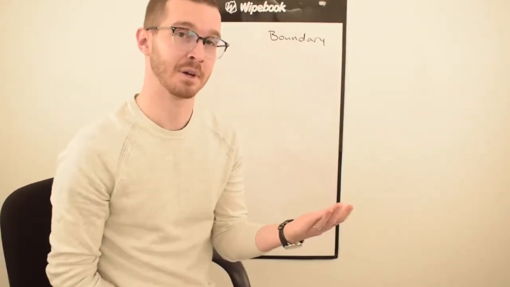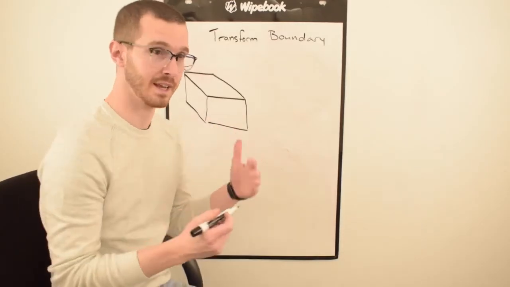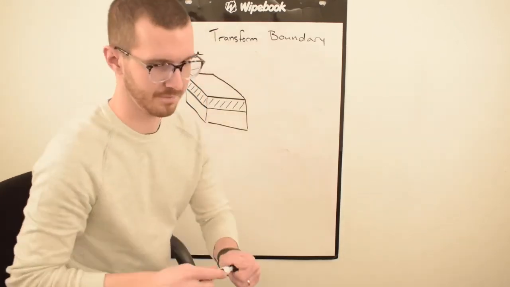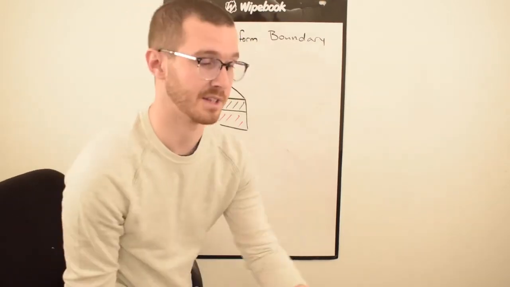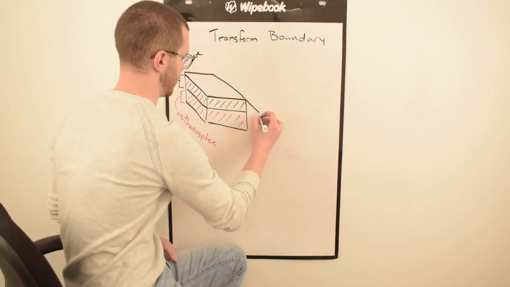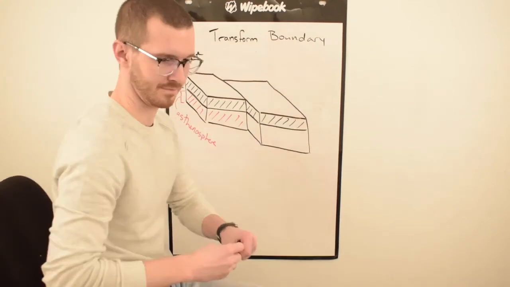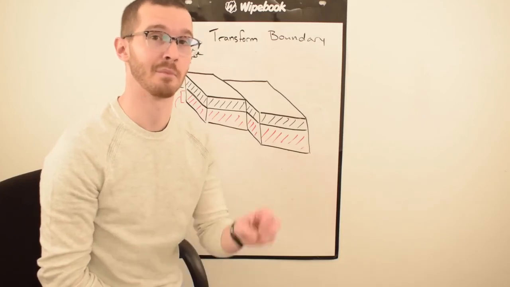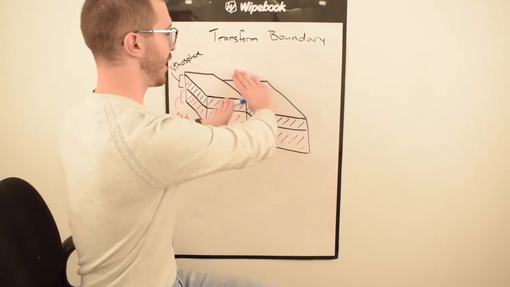Now, the last boundary that we're going to talk about is called a transform boundary. So here's one plate. Now, this is just one plate, so we need to draw our other one. So this is our transform boundary. Now, you may recognize this from week number 2 where we talked about earthquakes, because what we're seeing here is we have these two plates moving right past each other.